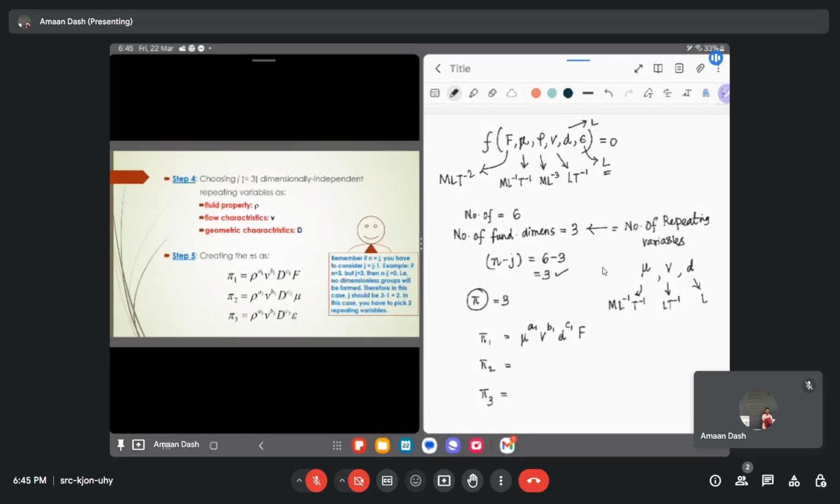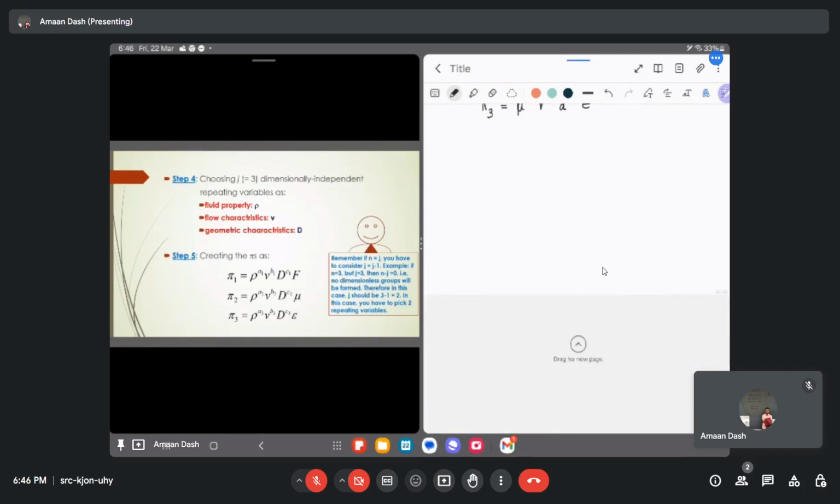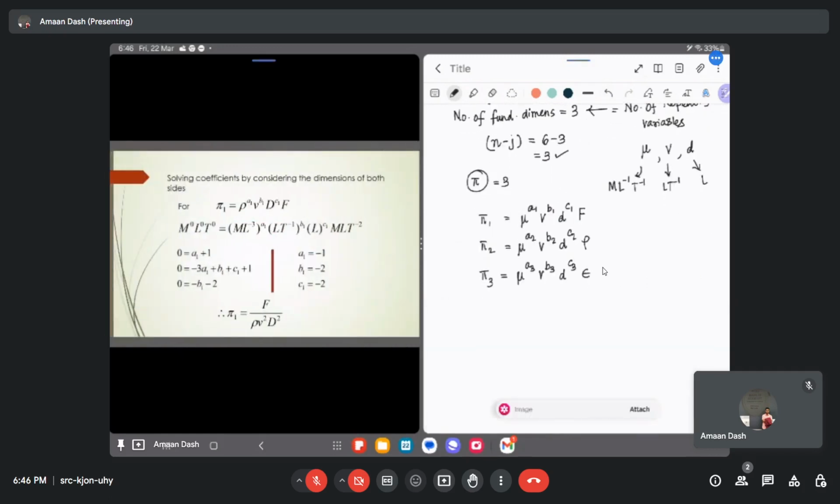And F can be created by a combination of all these things, because in F we have M, L, and T. Here we have M, L, and T. Then we have mu to the power of A2, V to the power of B2, and D to the power of C2 times rho. And then mu to the power of A3, V to the power of B3, and D to the power of C3 times epsilon. Right? So let us now substitute the fundamental dimensions and see what we are getting.